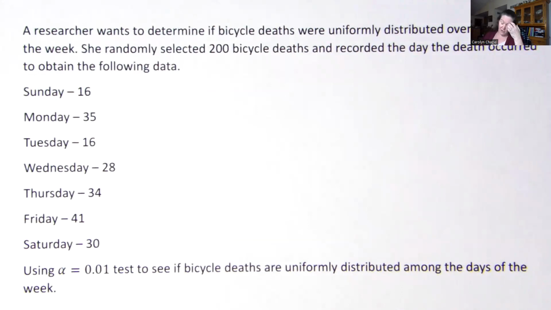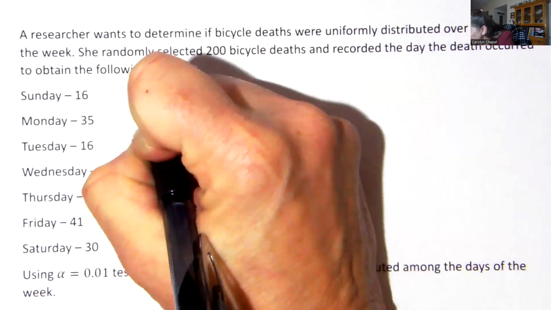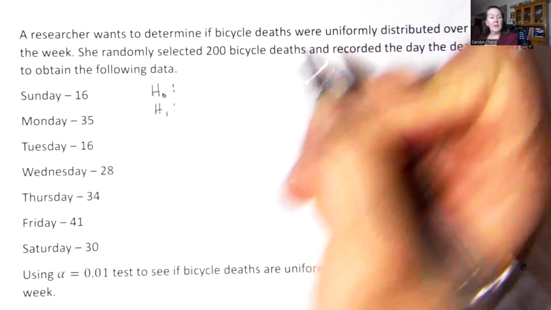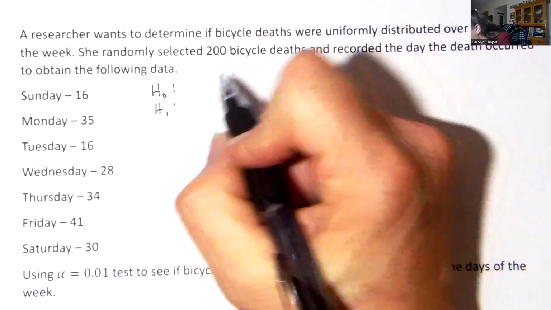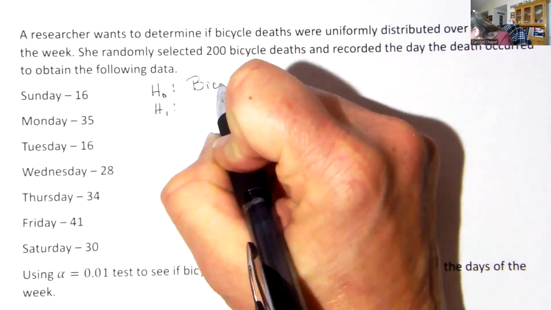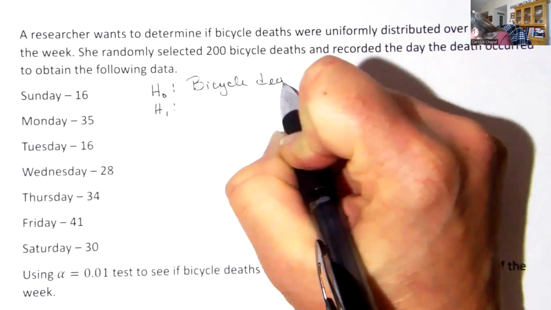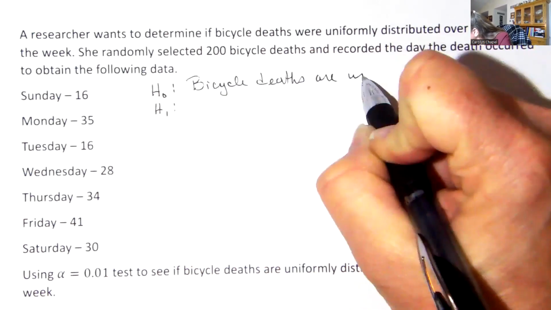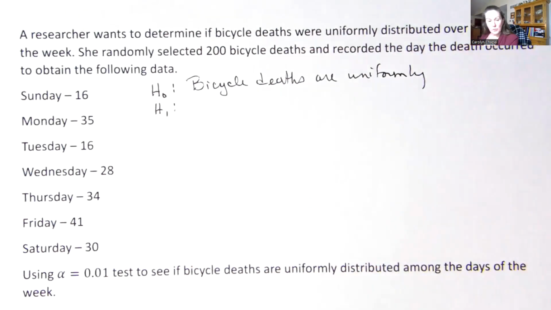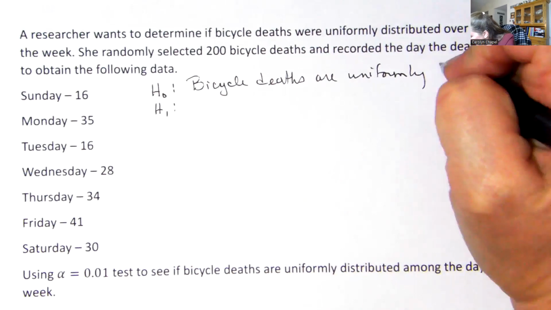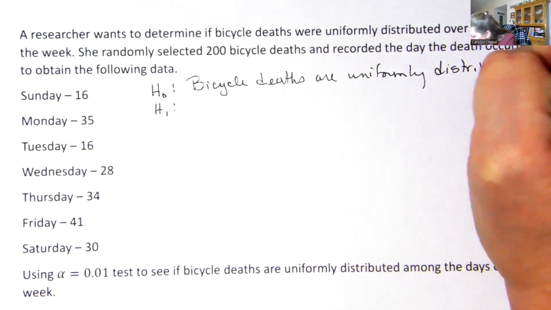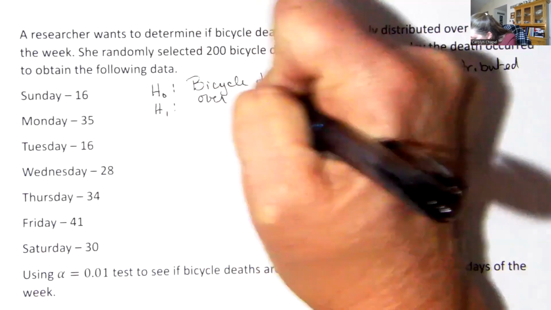And that's why we do these tests. And maybe we're trying to determine if something else is uniformly dispersed amongst different age categories or different genders or different races. These are the kind of tests that we would use to do something like that. So again, we're going to do one of our tests. And we're going to write out our hypothesis that bicycle deaths are uniformly, like the word uniformly, evenly distributed over the days of the week.